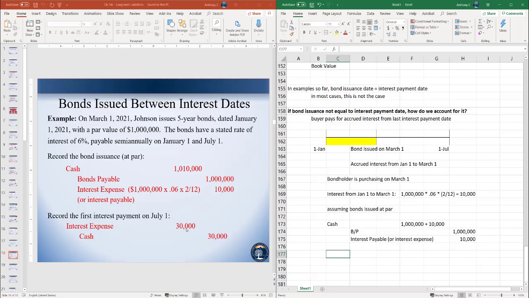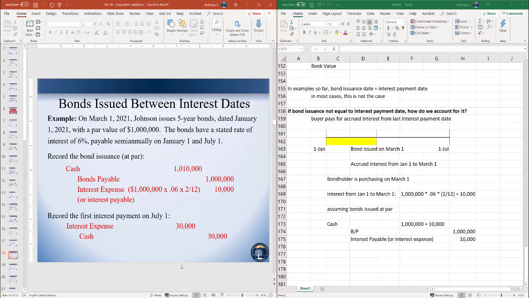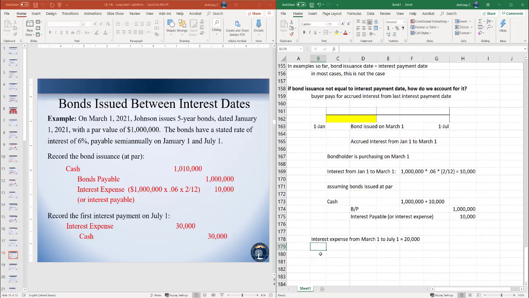to make sense of it, look at the interest payment on July 1st. Technically, we're only really paying interest from March 1st out to July 1st. In other words, we're paying 4 months of interest, and if you calculated the interest expense from March 1st to July 1st, you would end up finding that interest expense is equal to $20,000. So our true interest expense is really from March 1st out to July 1st for $20,000.